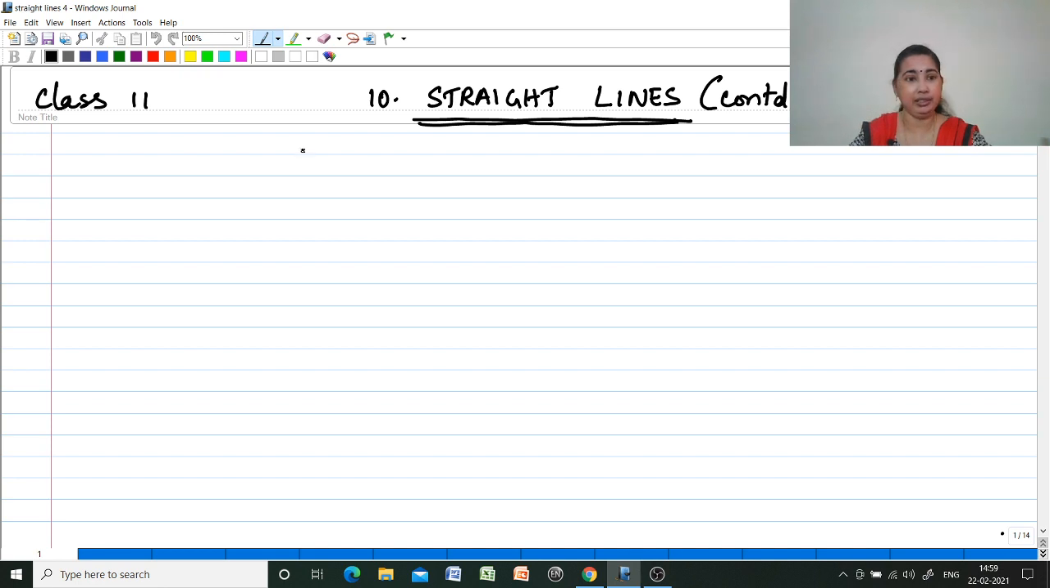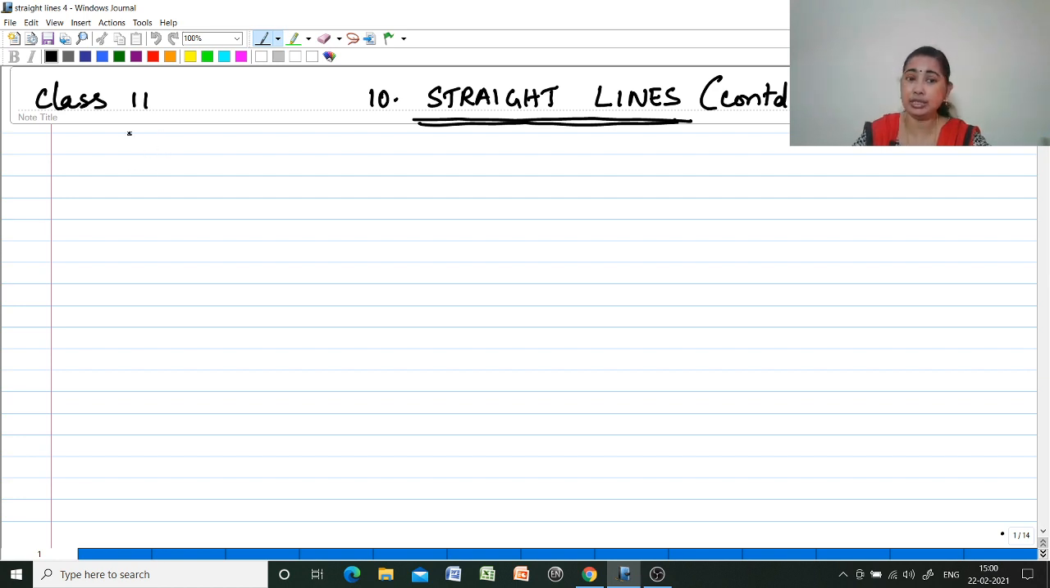Today we are discussing class 11 chapter 10 straight lines. So in the previous videos we were discussing the equation of lines, the different equations. Now we are dealing with how, from the general equation of a line, to find out the slope, the intercept form of the equation, etc.